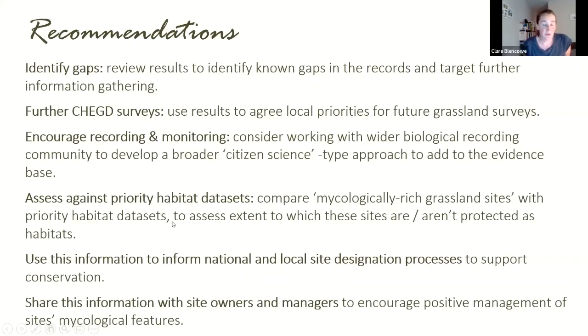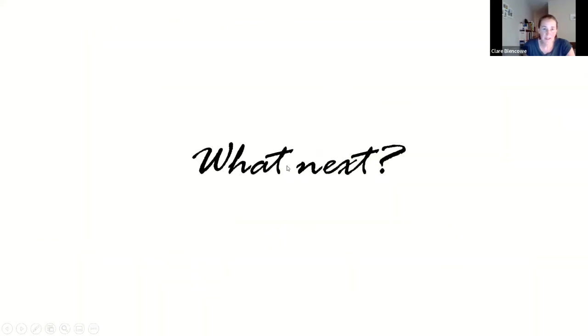And Sean's already talked about what he's doing in relation to some of these other recommendations, about getting these sites recognised as priority habitats, and exploring options for getting these sites recognised through local wildlife site systems. And I think it's also important to think about how we can share this information with site owners and managers to encourage positive management of these sites, which we haven't even really started to tackle yet. So we're pretty much at the end now.